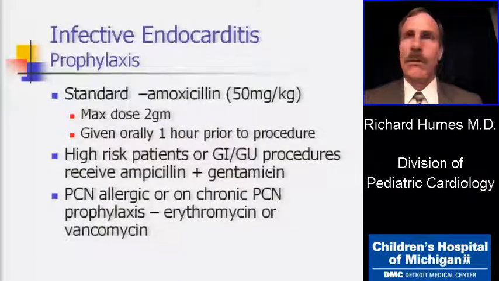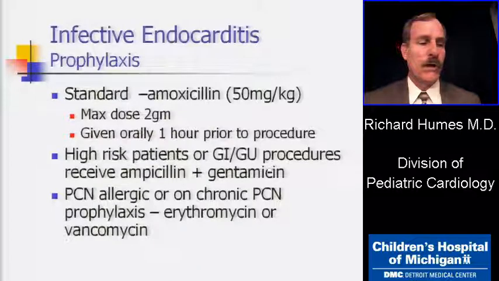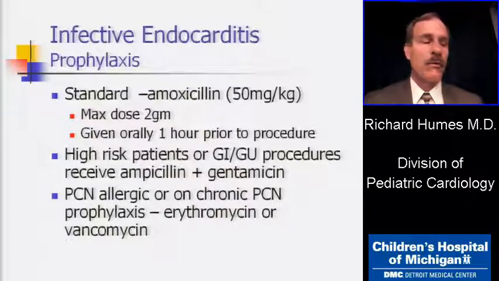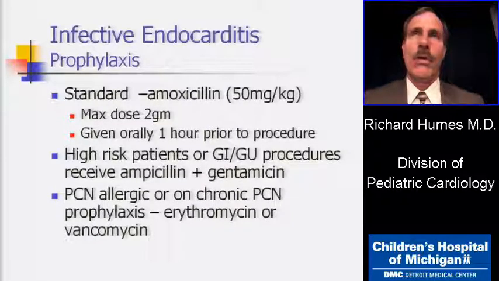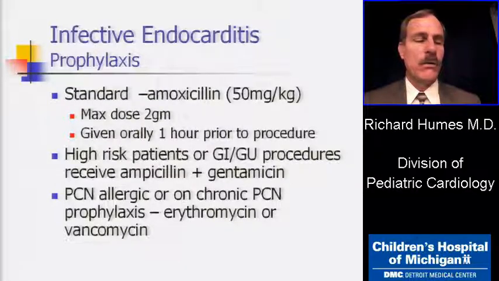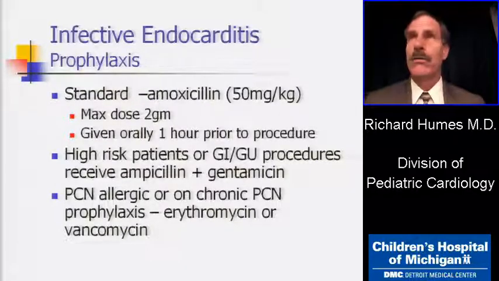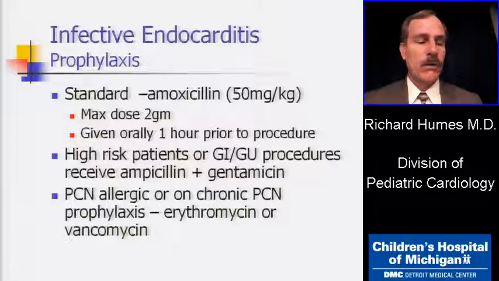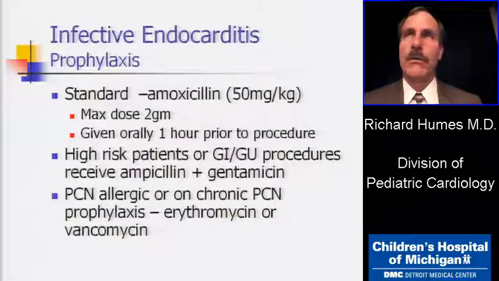The prophylaxis regimen has not changed for a number of years. The standard is amoxicillin in a dose of 50 milligrams per kilogram with a maximum dose of 2 grams. It is given orally 1 hour prior to the procedure. High-risk patients or patients with GI and GU procedures who still require this will get ampicillin and gentamicin. Penicillin allergic patients, or those patients on chronic penicillin prophylaxis, will get erythromycin or vancomycin.